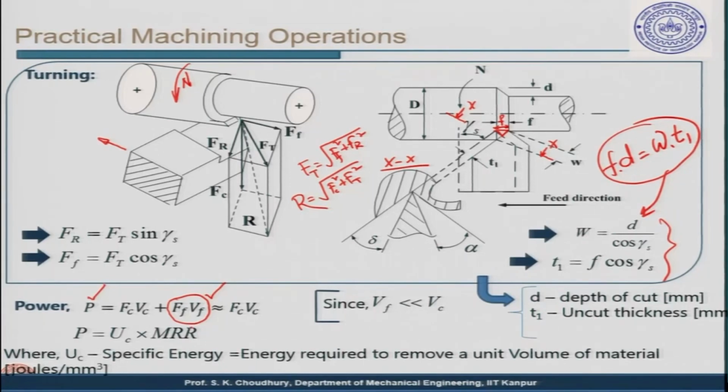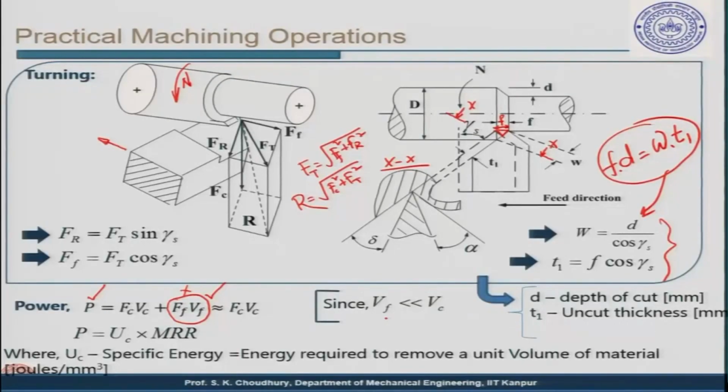However, we say that Vf is much less than Vc. So, very often we ignore it, and the result that you get, that the power is a product of Fc and Vc, is not so erroneous a value. So, approximately, if Vf is considered to be very much less than Vc, we ignore it, and power is equal to Vc into Fc.